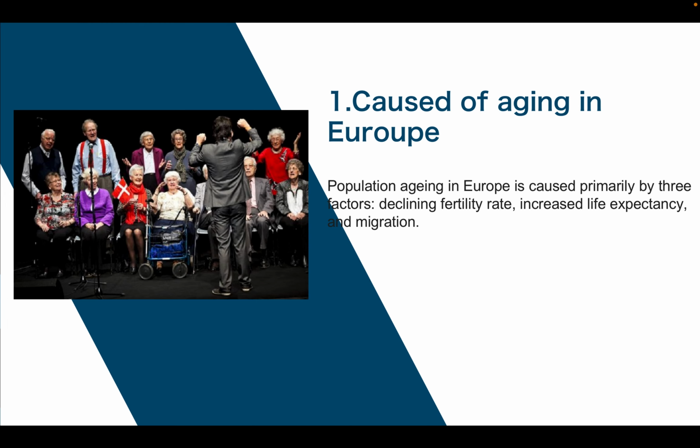Population aging in Europe is caused primarily by three factors: declining fertility rate, increasing life expectancy, and immigration. So the next one is declining fertility rate.